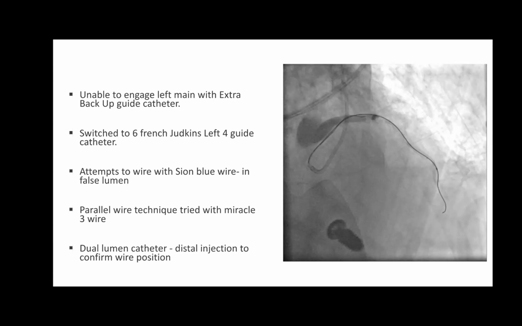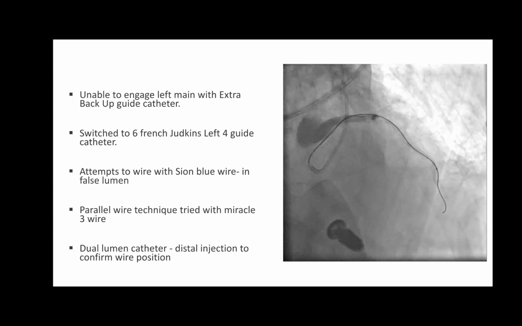So in retrospect, people, usually an operator would advise that you don't disengage, you at least put a wire, because the most chances of getting into the true lumen is if you don't move the guide, or move it a little bit, and try crossing it with the wire. But that's retrospect. So then what we did was try, in hope, to engage the ostium again.